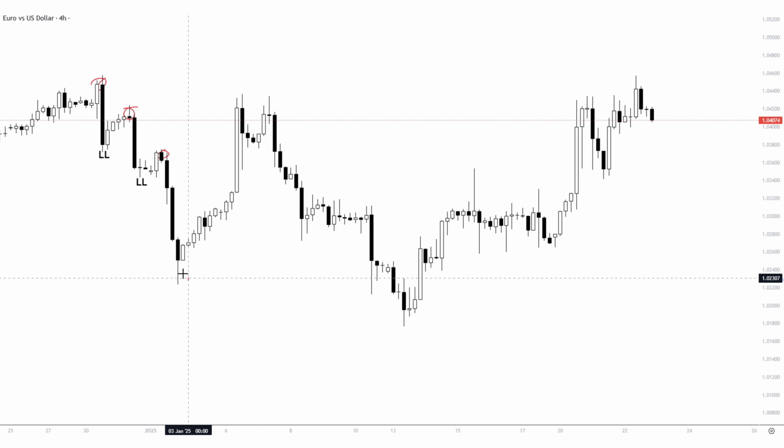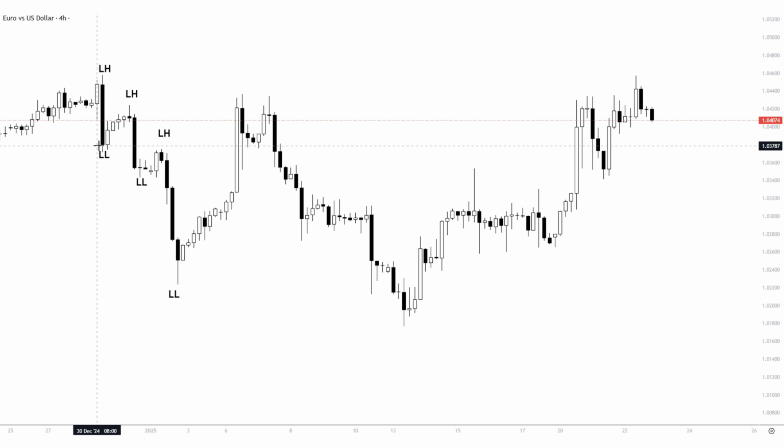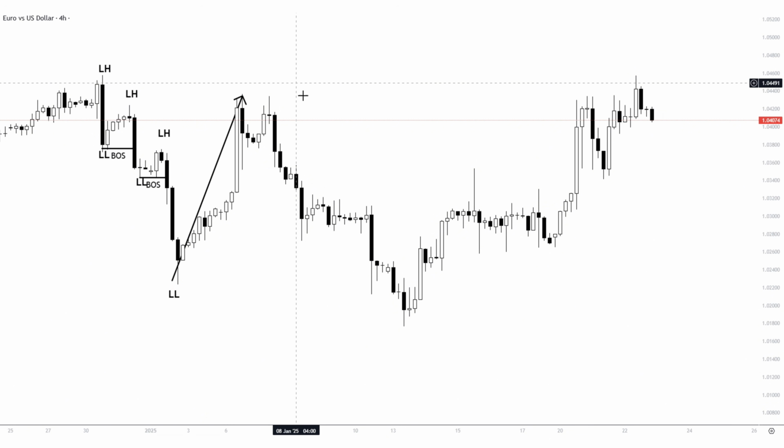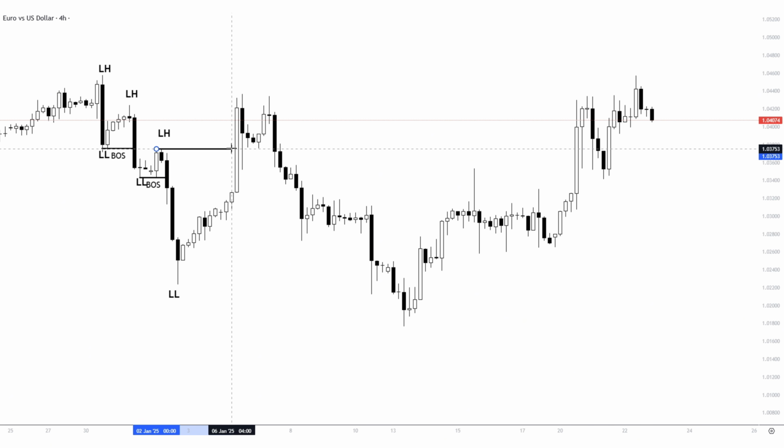Then we see that the market has done the same kind of movement. Each break of the lows that basically continue the downtrend is called a break of structure. The break of structure is just a reminder for us to see on the chart that the trend has continued. But now here, the price shot up very aggressively, and actually it broke above the last lower high. This is what we call a market structure shift.